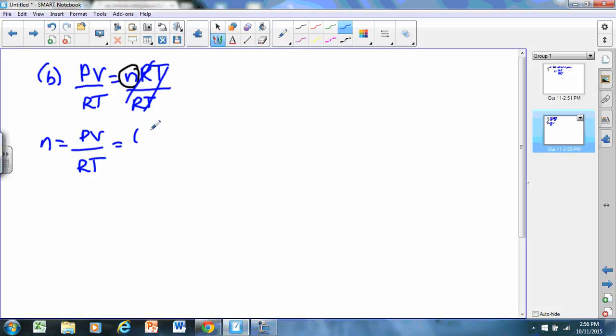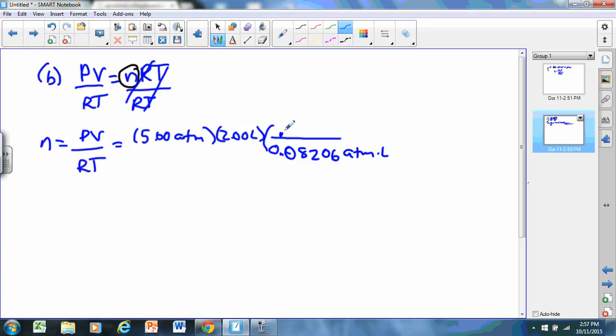So what is the pressure? 5 atmospheres. What is the volume? 2 liters. R is downstairs, so we have to flip it. So the 0.08206 atmospheres times liters over mole times K. And then temperature is downstairs too. So the 1,160 K, I think that's the temperature. Let me just check. Yeah, it is.